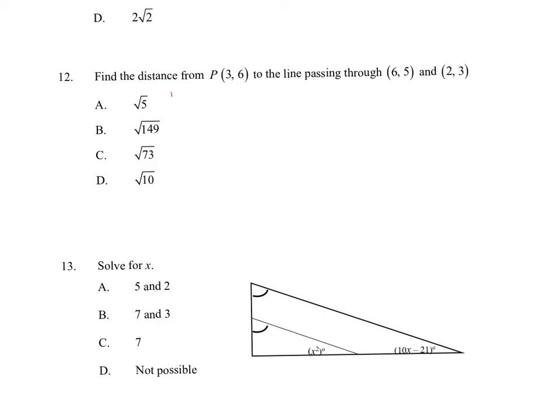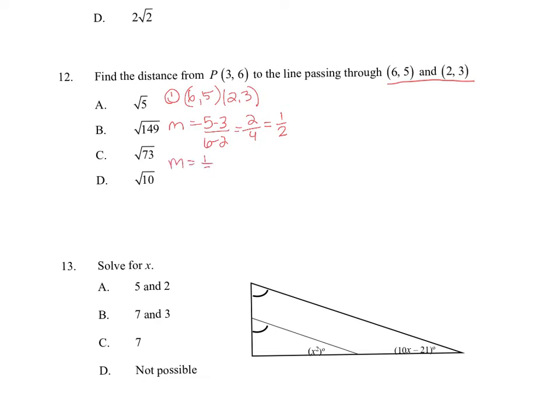The first thing we need to do is write the equation of the line through these 2 points. So I'm going to start with those 2 ordered pairs, (6, 5) and (2, 3), and find the slope through those 2 ordered pairs. So 5 minus 3 over 6 minus 2. Okay, so my slope is 1/2.